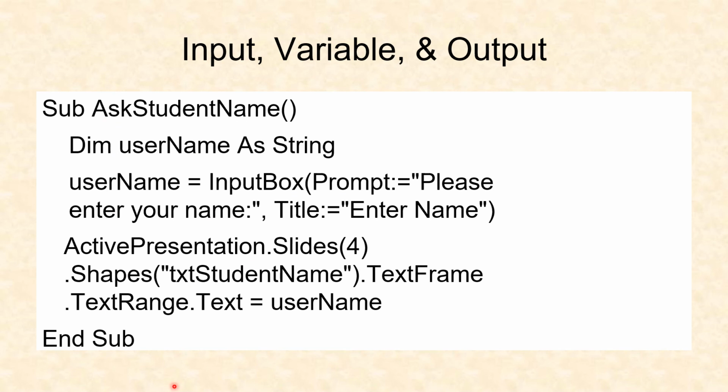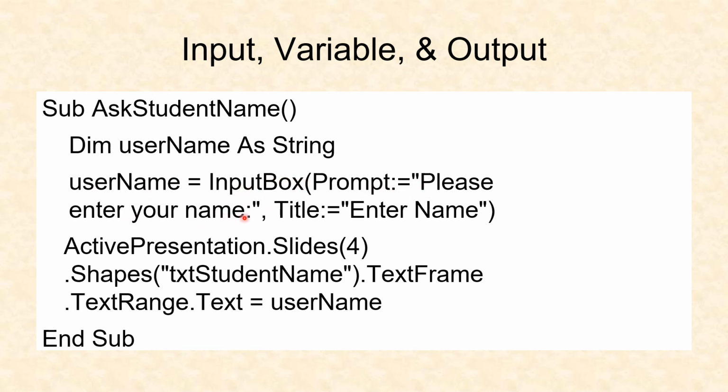The coding is actually going to be very short, considering all that is going to happen in this subroutine. So I'm creating a name for my subroutine. In this case, I'm going to call it ask student name. I'm going to create a variable, so Dim, and I'm going to call it the username. I'm going to say it's String, because of course string means it's going to be text.